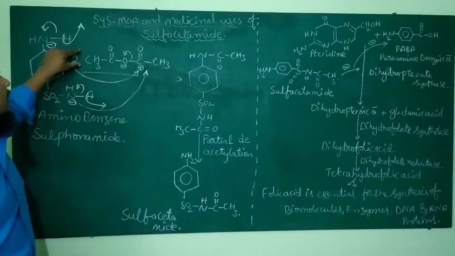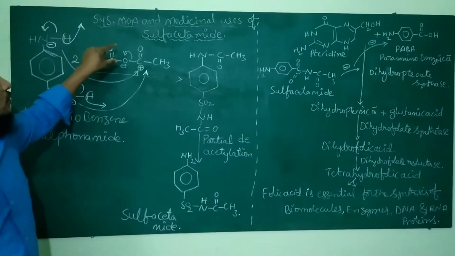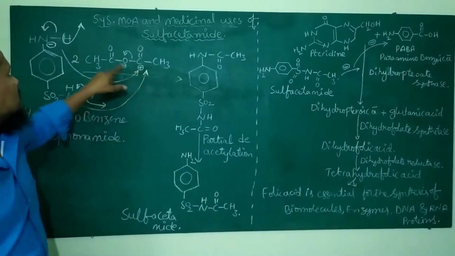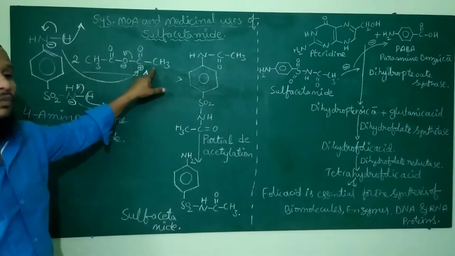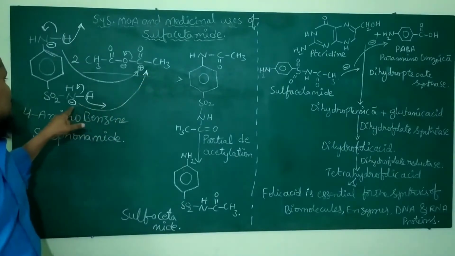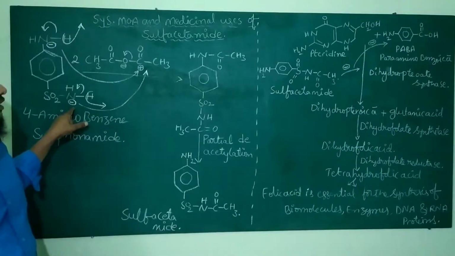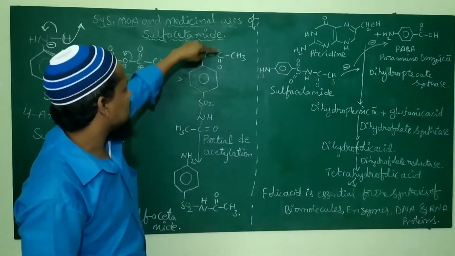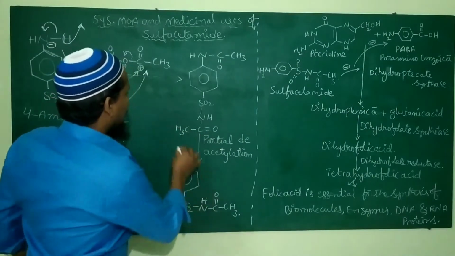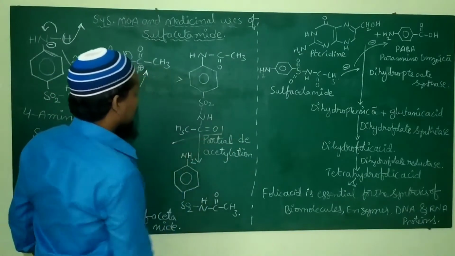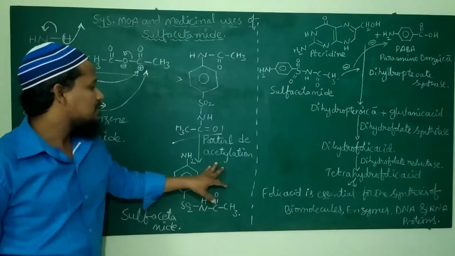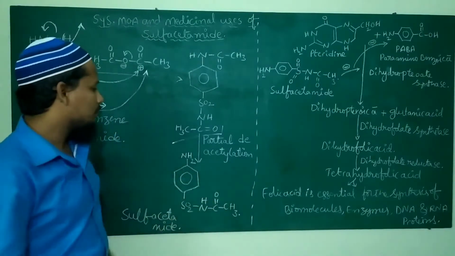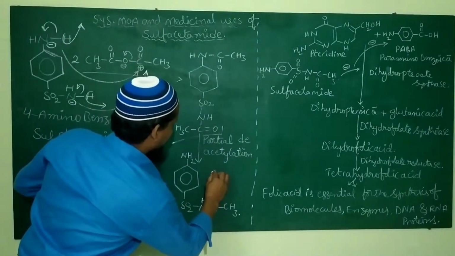Okay, so we are taking 2 moles of acetic anhydride, so 2 moles of acetyl groups are generated. One of the acetyl groups is attached here and another mole of acetyl group is attached to this sulfonamide functional group. So this is our molecule. Here an acetyl group is attached and here also one acetyl group is attached. Okay. Now comes partial deacetylation, meaning elimination of an acetyl group with the help of water.